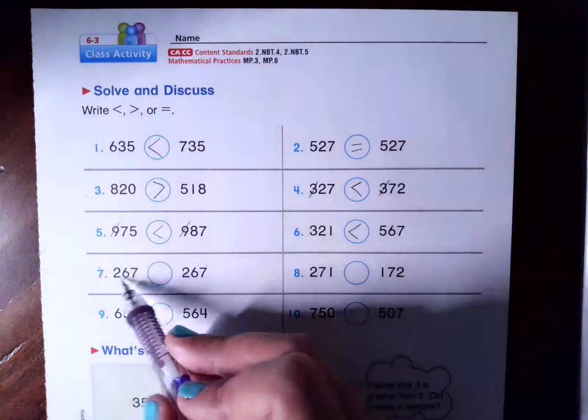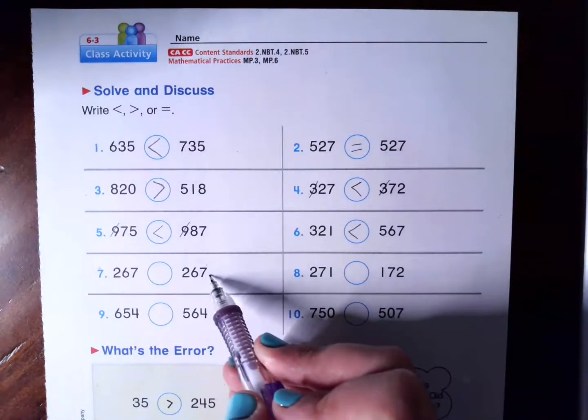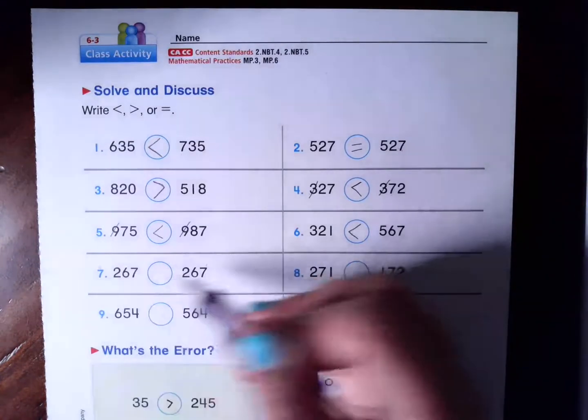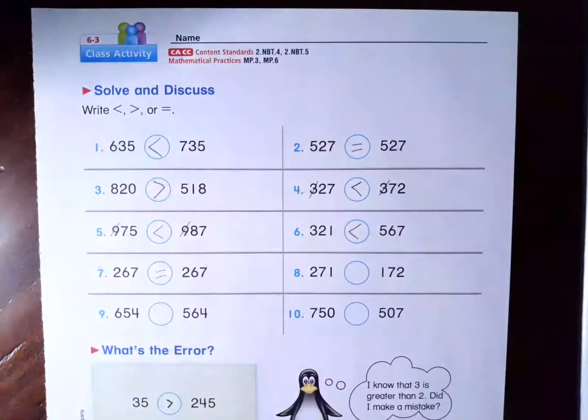Number 7, we have 267 and 267. You can hear it when you say it. You can see it when you look at it, that both these numbers are the same, so they need an equal sign.